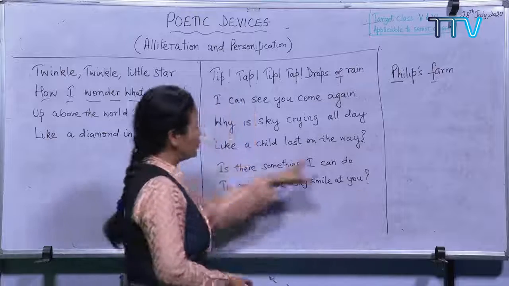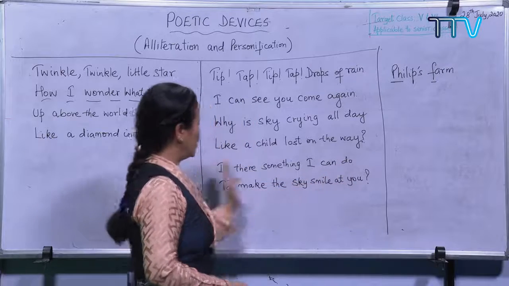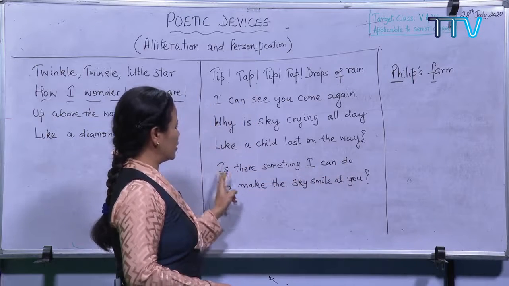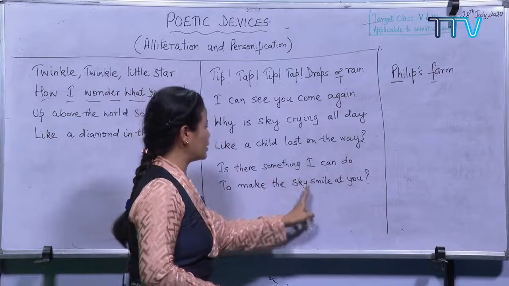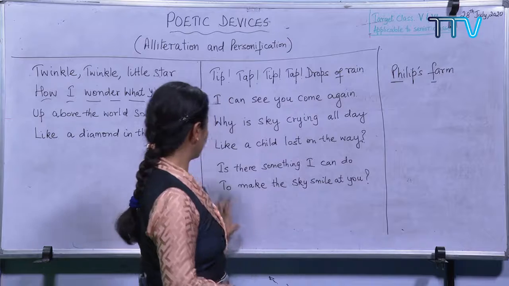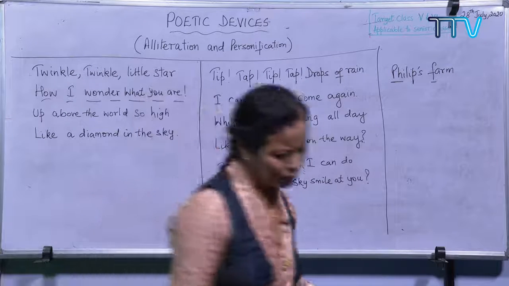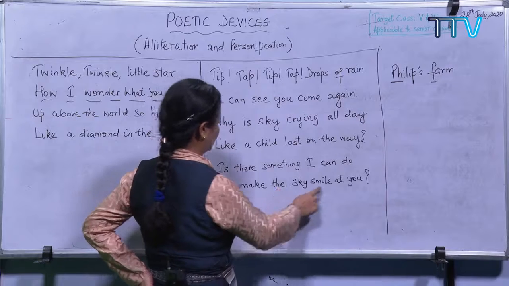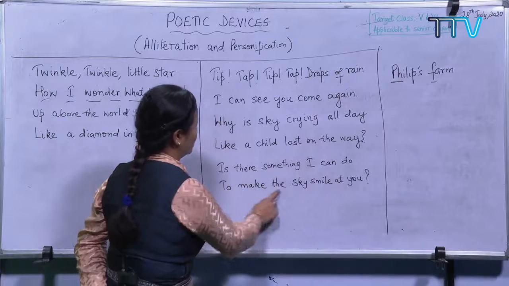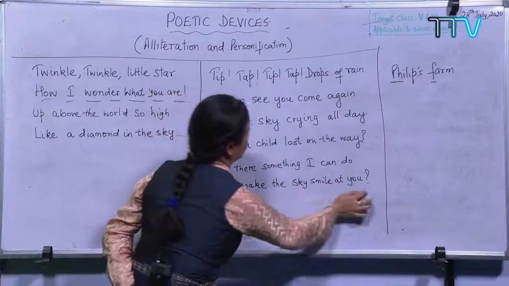Okay, so rhyme also, okay. And I have followed the same beat, right? Is there something I can do to make the sky, okay, to make the sky smile at you, yeah, 7. To make the sky, 4 syllable, smile at you, 7.